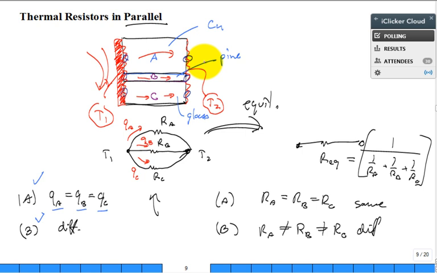All right. Let me do this. Is the temperature difference across slab A the same as the temperature difference across slab B, the same as the temperature difference across slab C, or are they different? Clicker question, really fast. Answer A or answer B?